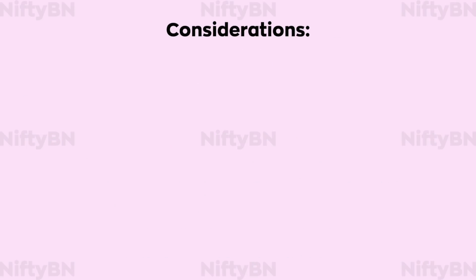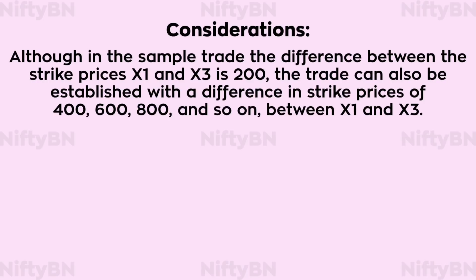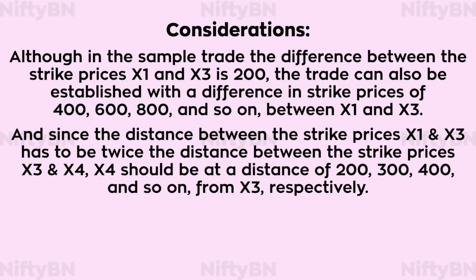Some considerations. Although in the sample trade, the difference between the strike prices X1 and X3 is 200, the trade can also be established with a difference in strike prices of 400, 600, 800, and so on between X1 and X3. And since the distance between the strike prices X1 and X3 has to be twice the distance between the strike prices X3 and X4, X4 should be at a distance of 200, 300, 400, and so on from X3 respectively.